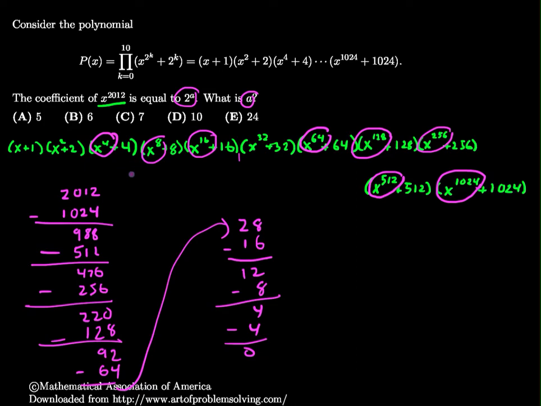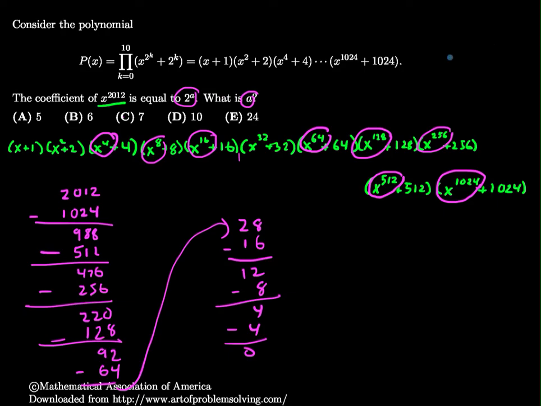So basically, to get to 2012, the idea that I just said, x to the 4th times x to the 8th times x to the 16th times x to the 64th times x to the 128th times x to the 256 times x to the 512 times x to the 1024 will give me x to the 2012. They sure do love those years.